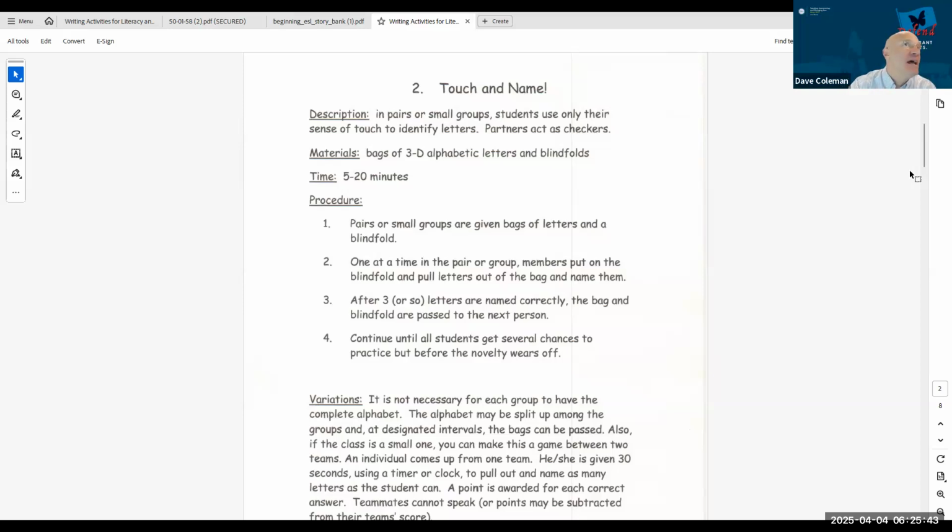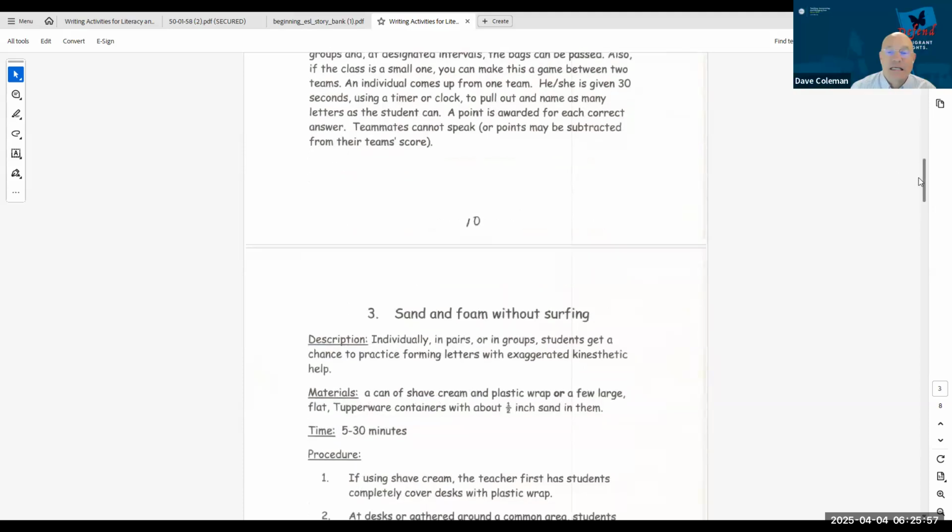And they reach in and they feel a letter and they name it and they pull it out. If they're right, they get a point. And then the next person reaches in and they name it, pull it out, get a point. And you do this for X number of minutes and see who can get the most points. Oh, that's very tactile, very kinesthetic, just fun and easy.